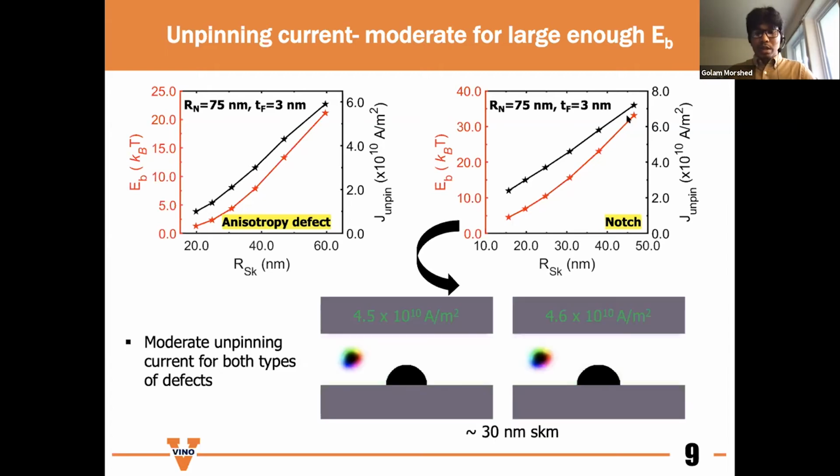To show you the unpinning process for this case, up to 4.5 times 10 to the 10 ampere per meter square, the skyrmion cannot pass over this notch, but when it just crosses that value, it passes over the notches without annihilating.